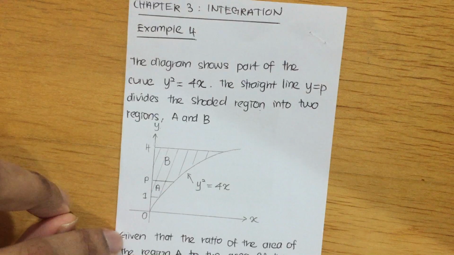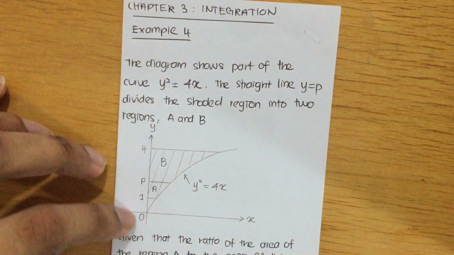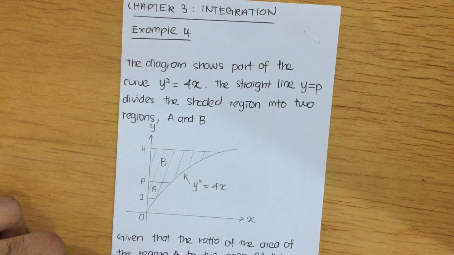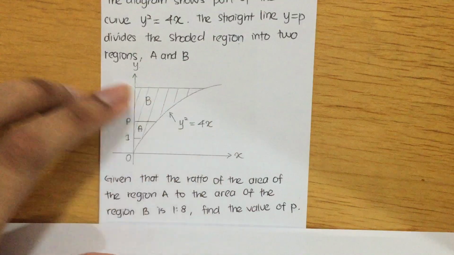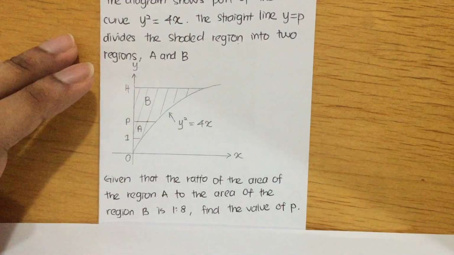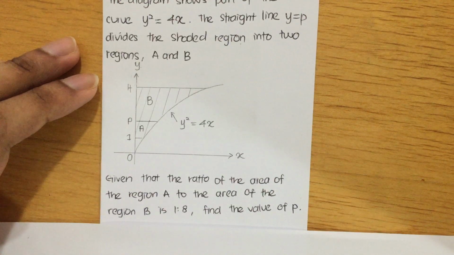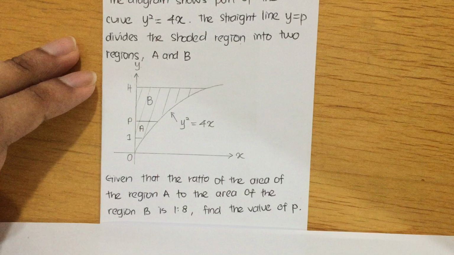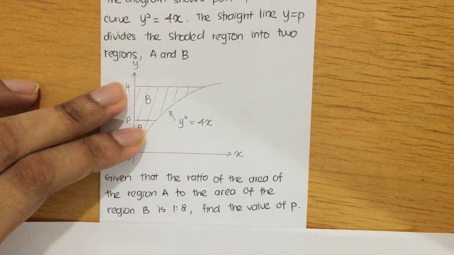Okay, proceed with the question. Given that the ratio of the area of the region A to the area of the region B is 1:8. So the question asks to find the value of p, guys. Alright guys, I hope you'll attempt this question in the future. If you could manage to solve this question, well done guys. But if you can't solve this question, no worries. I'm going to show you the step-by-step working and the solutions now. Okay, proceed with the solution.